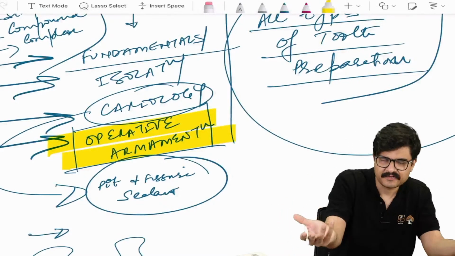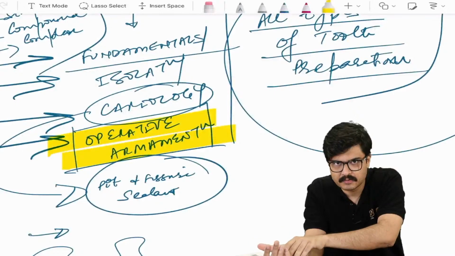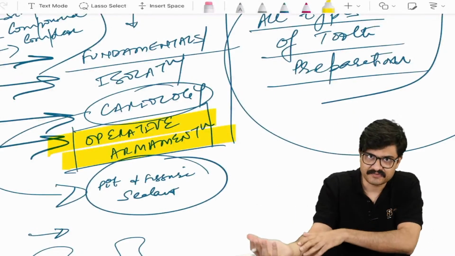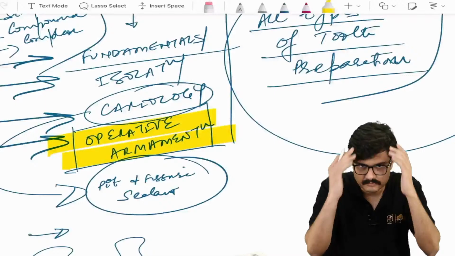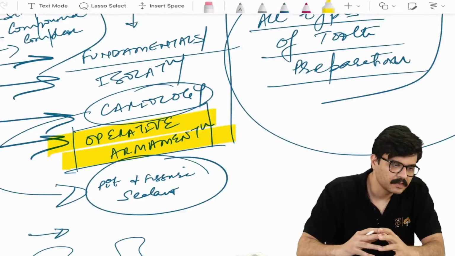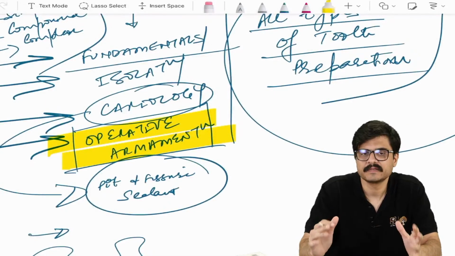What is a bi-beveled hatchet? Is it a chisel or is it an excavator? Right? What is an enamel hatchet? Is it a chisel or an excavator? Revise it, memorize it before going into the examination, guys, right?